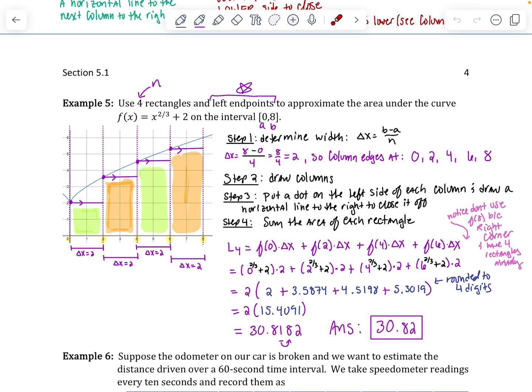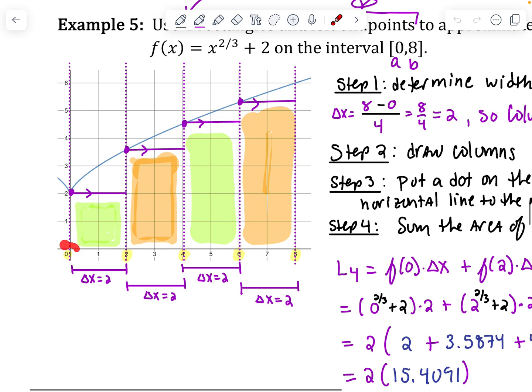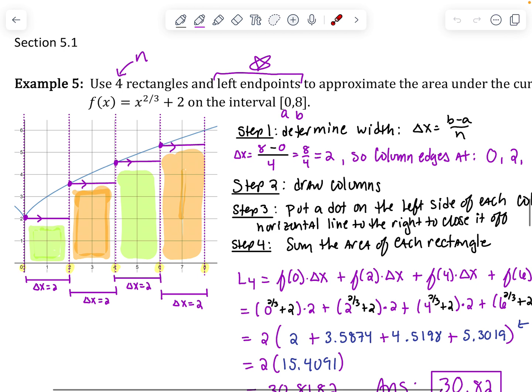Section 5.1, page 4. Example 5 asks us to use 4 rectangles and left endpoints to approximate the area under the curve f of x equals x to the 2/3 power plus 2 on the interval from 0 to 8. We were originally given this graph without all the drawings, where we could see that the graph went from 0 to 8 and our function f of x was given to us.